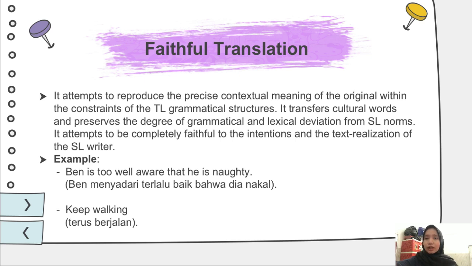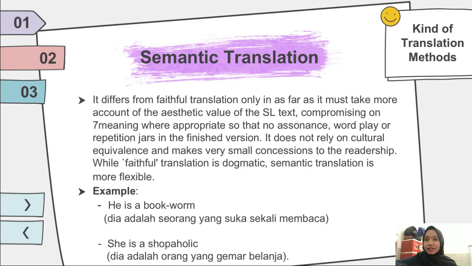The first example, Ben is too well aware that he is naughty. It means Ben menyadari terlalu baik bahwa dia nakal. The second example, keep walking. It means terus berjalan.